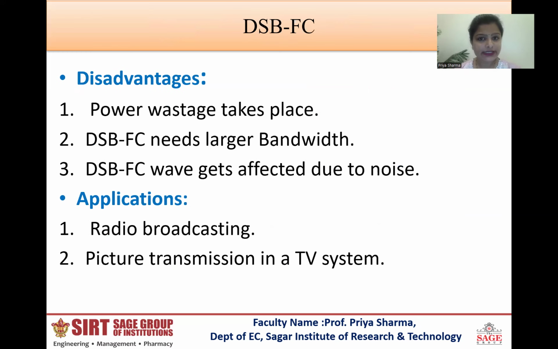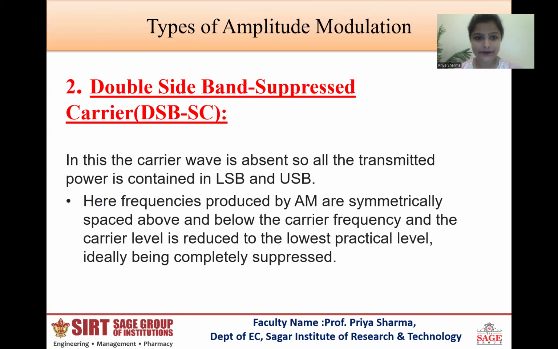Disadvantages: power wastage takes place as two sidebands and one carrier are transmitted. So power is wasted. DSB-FC needs larger bandwidth, twice of FM. The DSB-FC wave gets affected by noise, and the applications are radio broadcasting and picture transmission in a TV system.